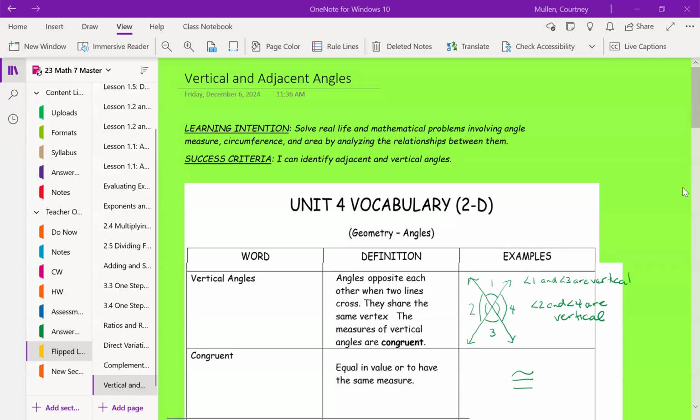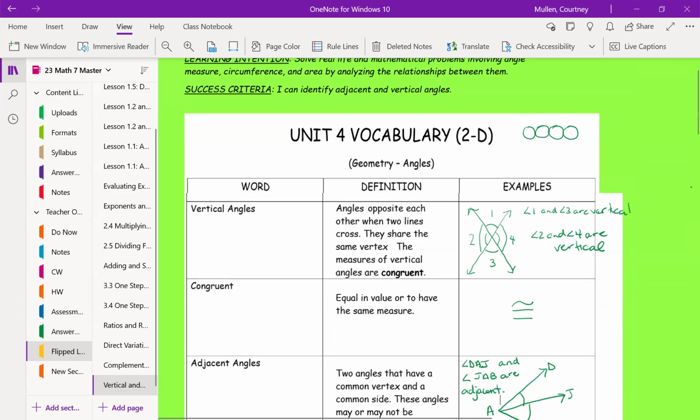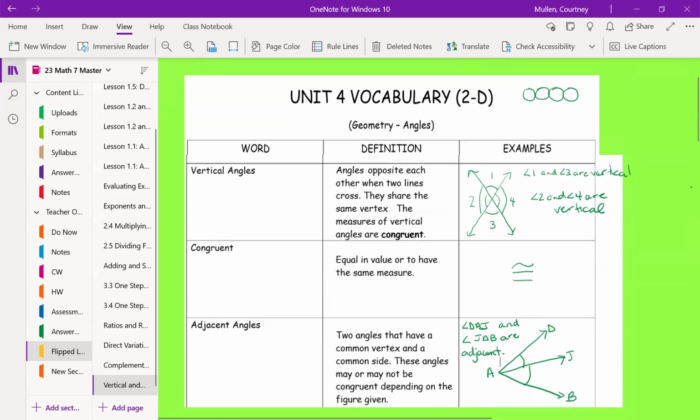Welcome back once again. Today we're going to still work with angles. Two other types of angles that we're going to talk about are vertical angles and adjacent angles. So again, you should have notes 24 here to fill out the definition and examples of these couple of words. So vertical angles are angles that are opposite each other when two lines cross.